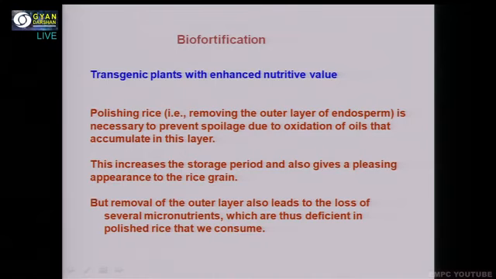And removal of this outer layer leads to the loss of several micronutrients. We all know different micronutrients are very much essential for our health. But what happens if you remove this outer layer? Along with the outer layer, these micronutrients are lost. Which micronutrients are lost? Vitamins, different trace elements, especially iron. So these are being lost, and that is why the polished rice that we consume lacks these micronutrients. So in that way, it has to be supplemented. These kinds of micronutrients need to be supplemented in rice.